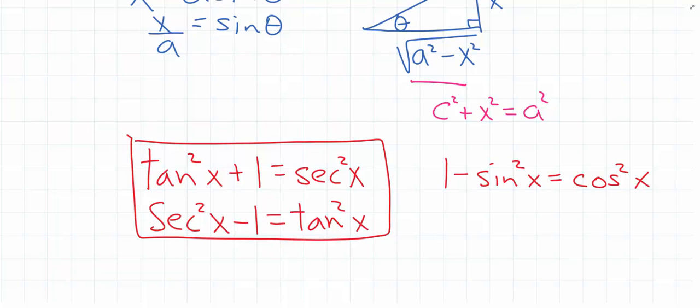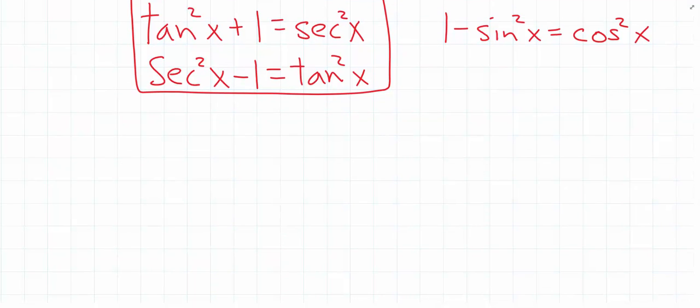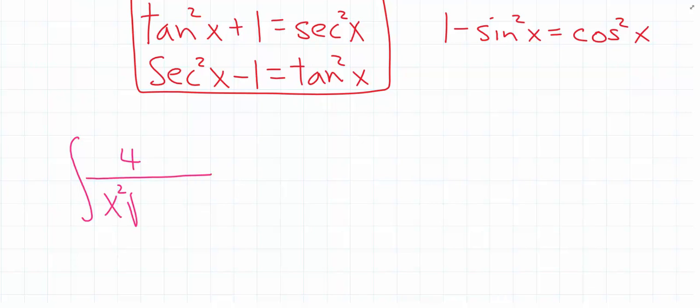So this is the basic knowledge that we need in going into this trig substitution. So let's look at just a problem, an integral that we would use this information on. Let's suppose that we have the integral of 4 over x squared times the square root of 16 minus x squared, of course, dx here.